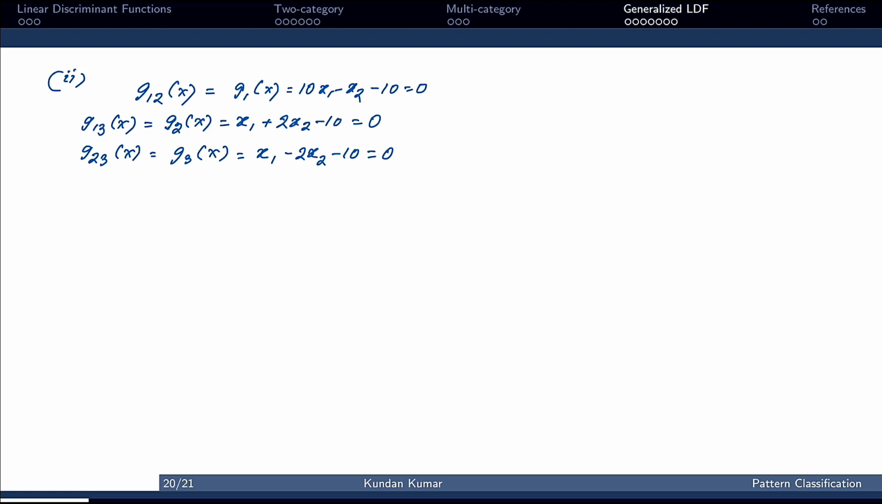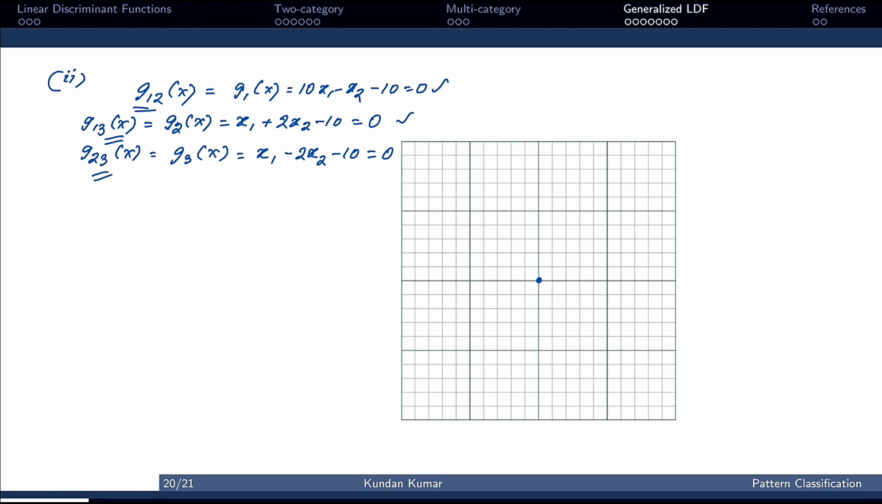Okay, so here we have the same decision surface, but now we have a different case, so we can draw the same straight lines as we have drawn in the first part. So this is the origin, this is x1 and x2, and we can draw the points. This is the first point, 1, 0, and another point is 1, 5. This is g12(x) equal to 0.